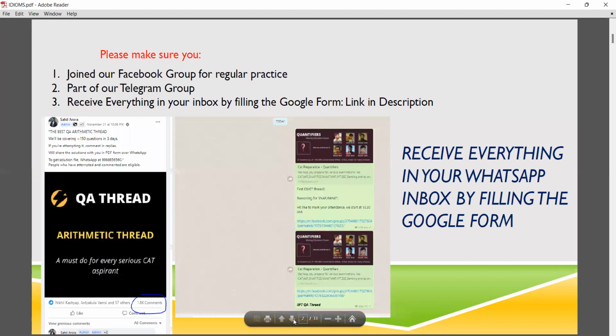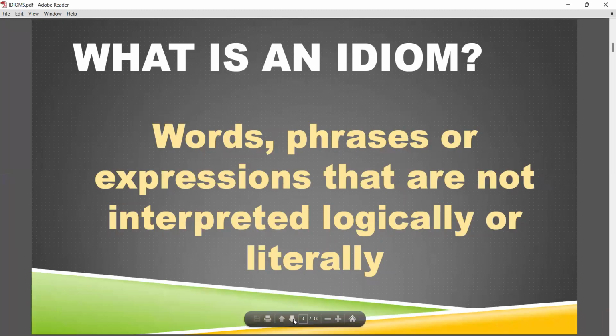Now, idioms are a part of almost all the competitive exams, other than CAT for sure. Most papers do check how much you know about idiomatic expressions. You get idioms in NMAT, XAT, SNAP, a little bit here and there in the form of phrasal verbs or idioms in your IFT exam. So before going into idioms, let's understand what an idiom is all about.